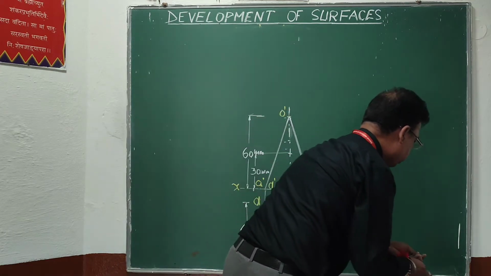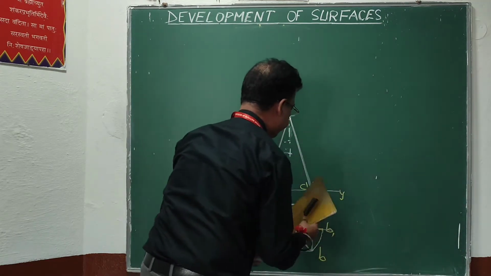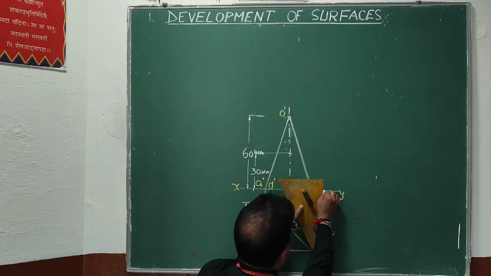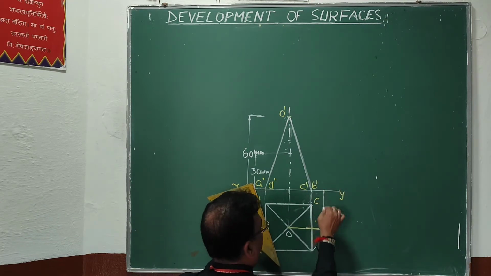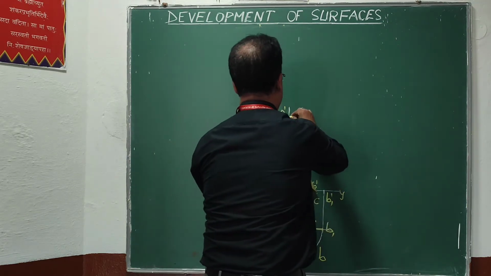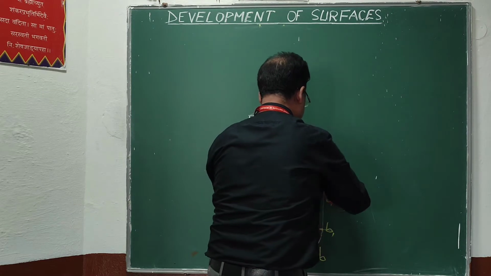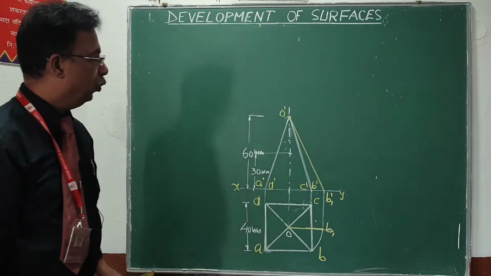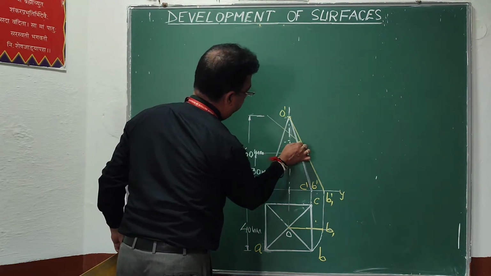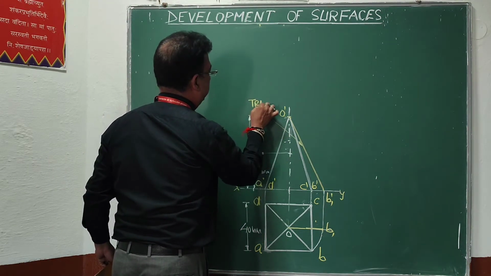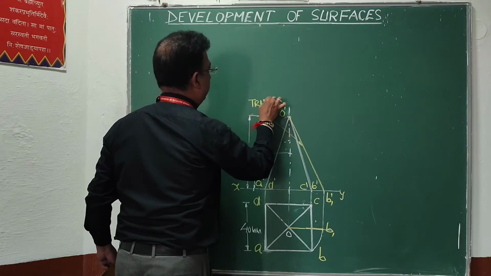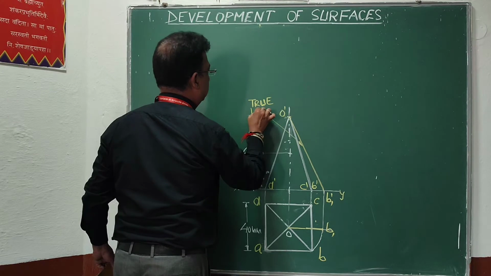So, now what we will do, I am going to shift this B1 upside up to the reference line, so that I will get the point B1 dash. And if I now join this B1 dash to O dash, we will get the true length of this line. This will be the true length of slant edge.